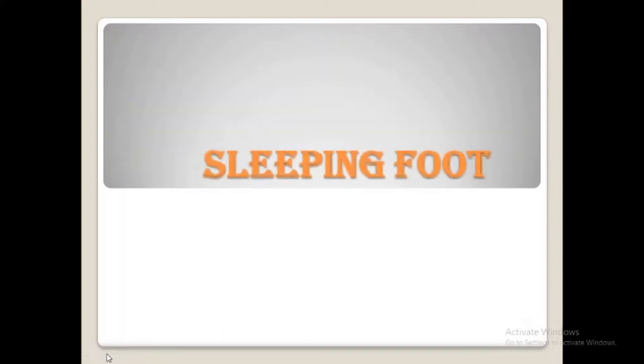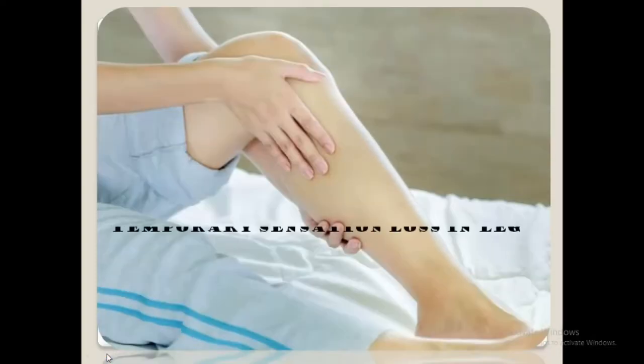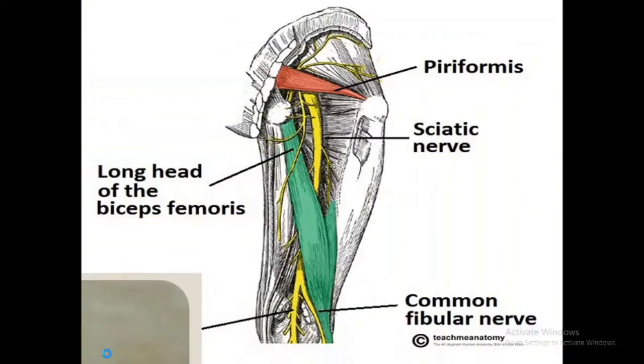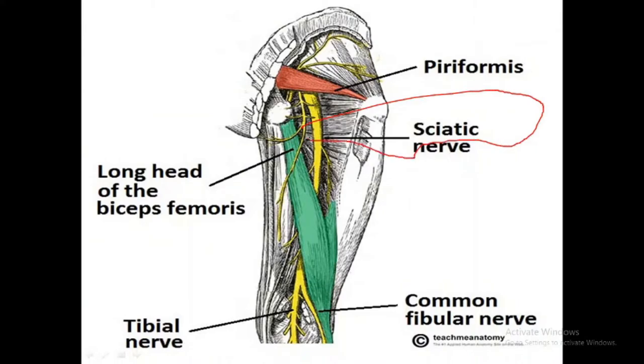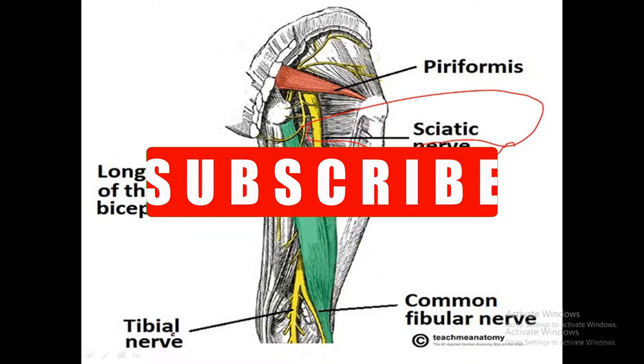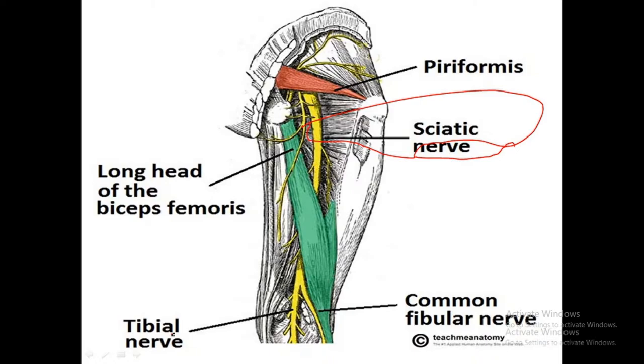So, sleeping foot is the temporary sensation loss in the leg. When a person sits on the edge of a hard table or chair, the sciatic nerve lying between the muscle quadratus femoris and adductor magnus is compressed between the edge and the femur. Or let's say when we sit in a position where our sciatic nerve is compressed, it results in the numbness of the lower limb, which we call the sleeping leg.